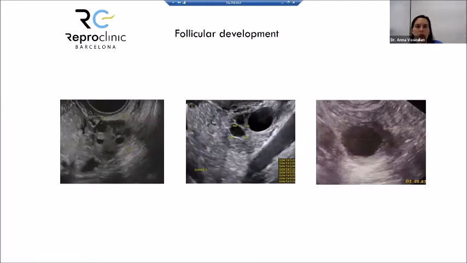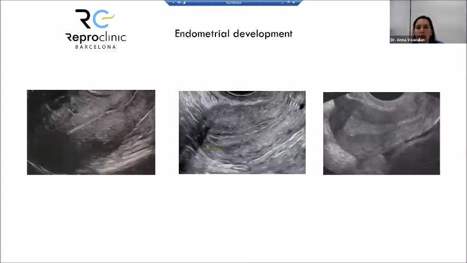Here I have put some pictures of ultrasounds of the ovary. In the first one, we can see the antral follicle count, so small follicles. In the second one, we can see that one of the follicles is a little bit bigger, so it's growing. And in the third one, we can see a pre-ovulatory follicle that is 20 millimeters in this case.